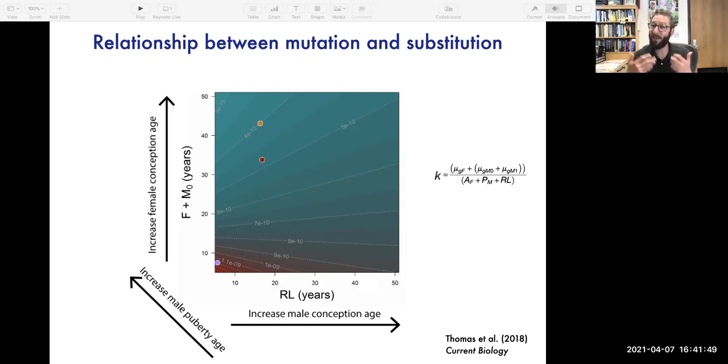So there's something about some of these parameters that have changed over the history of the tree to result in the differences in substitution rate we see, right? And using these models, knowing which model controls the mutation rate will help us parameterize what the changes must have been. Was it a change in the male conception age? Was it a change in male puberty, etc.?